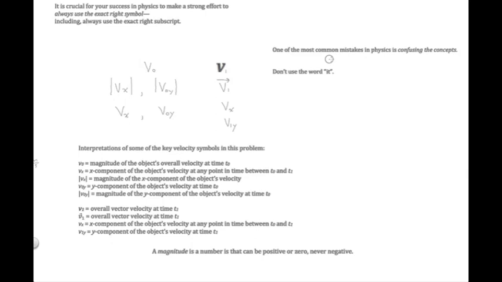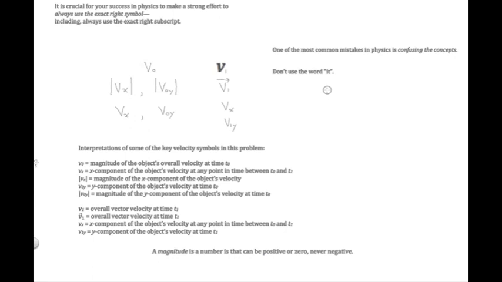Let me remind you that one of the most common mistakes in physics is confusing the concepts. For example, you don't want to confuse the magnitude of a component with the complete component. You don't want to confuse x components with y components. Obviously, if you plug an x component into a y component equation, you'll get the wrong answer. You don't want to confuse time 0 concepts with time 1 concepts. Obviously, if you plug in a number that represents time 0 when the equation requires time 1, again, the equation is going to give you the wrong answer. Don't confuse concepts that are about overall vectors with concepts that are about vector components. So there's many different potentials for confusing the concepts, and you have to work hard not to do that.